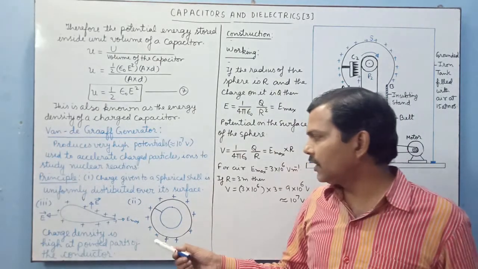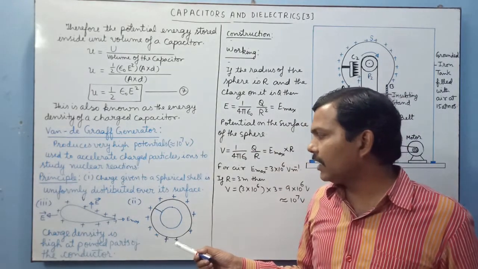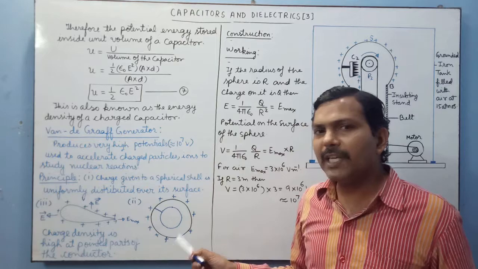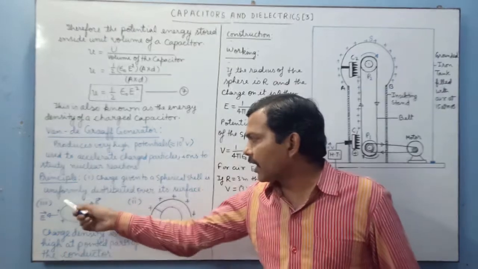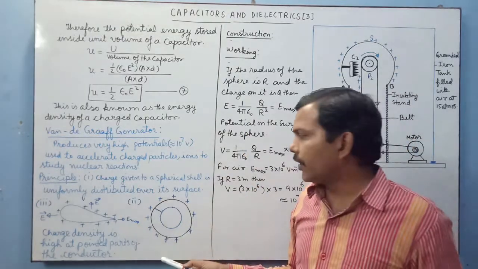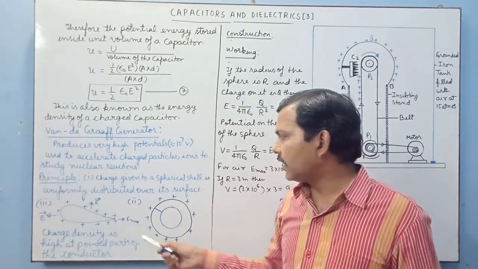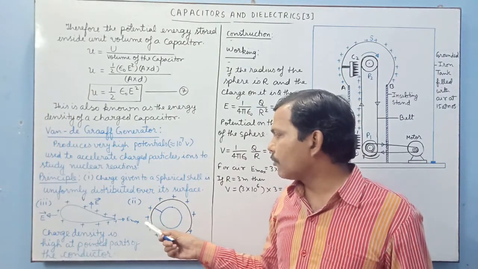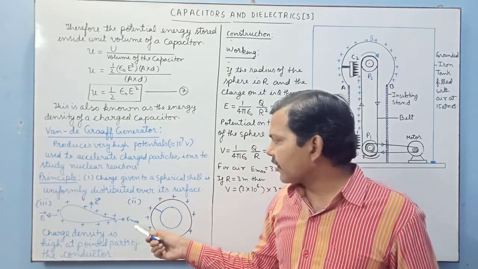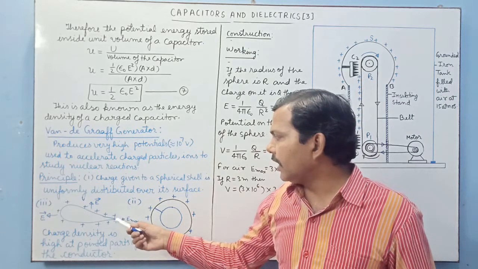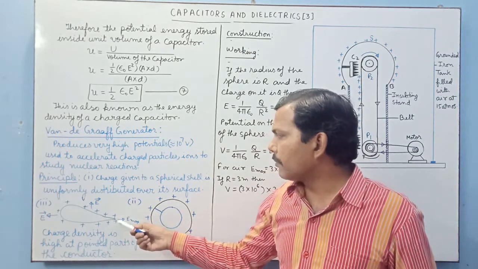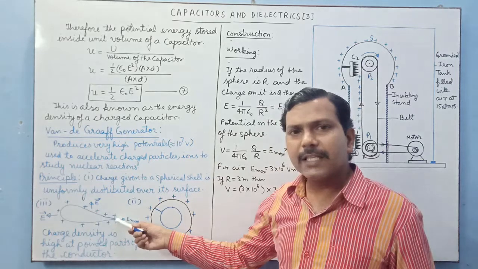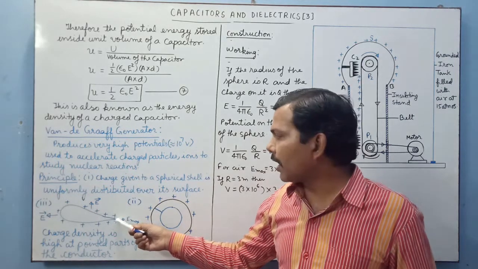Third is, charge density is high at the pointed parts of the conductor. If we take a conductor and give charge to it, then the charge density is high at pointed parts. So the electric field will be high at the pointed parts because charge density is high at the pointed parts.